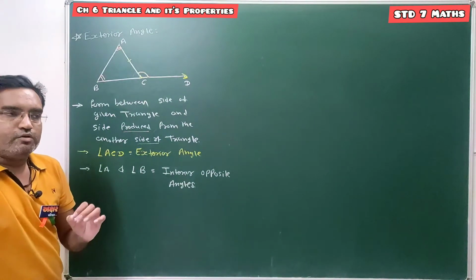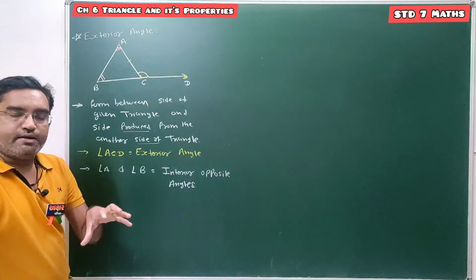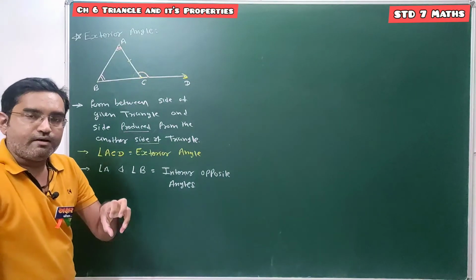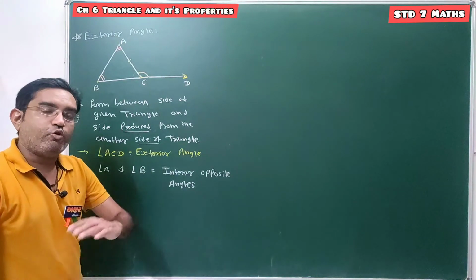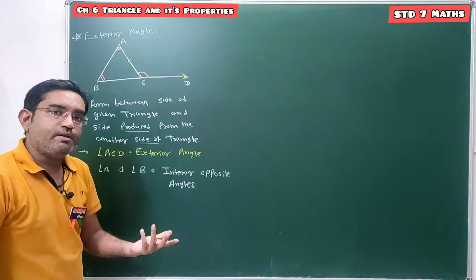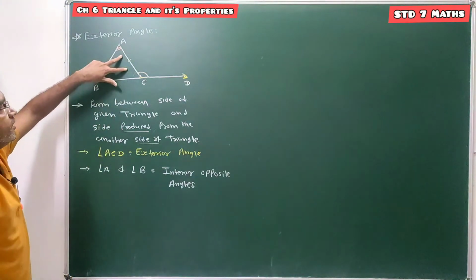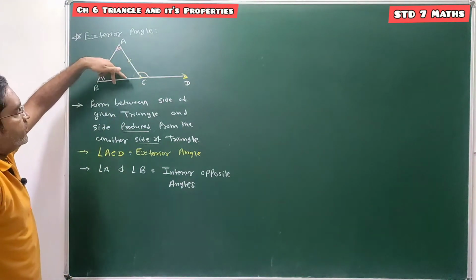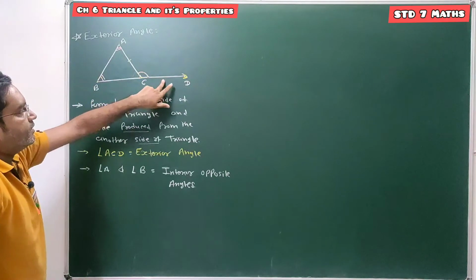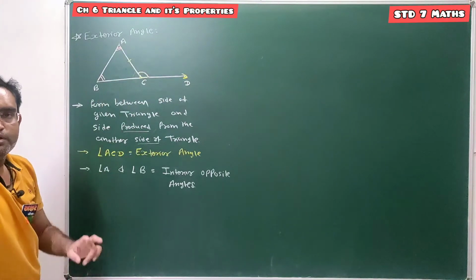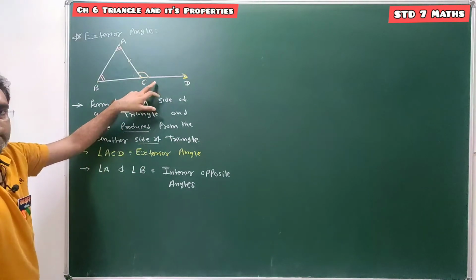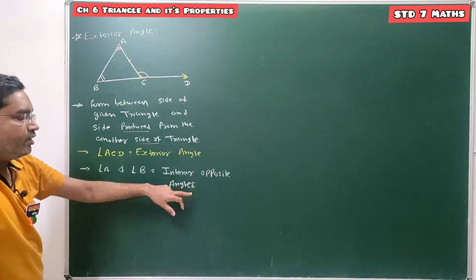Exterior angle. So what is the exterior angle? Where does the exterior angle occur? The exterior angle is formed between one side of the triangle and another side which is produced from another side of the triangle. We consider one side, then produce another side of the triangle, and the angle formed between those two sides is called the exterior angle. So after forming the exterior angle we get two interior opposite angles.